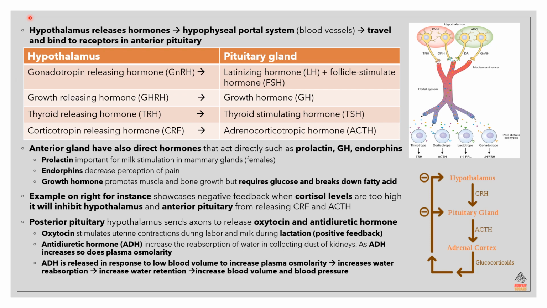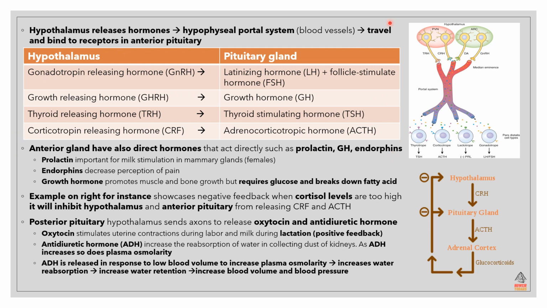So now we're going to discuss how the hypothalamus really acts on and controls, or regulates, the pituitary gland. The hypothalamus releases hormones, the tropic hormones we're speaking about, into the hypophyseal portal system, which is basically a series of blood vessels, as you see here. And then they travel and bind to the anterior pituitary gland.